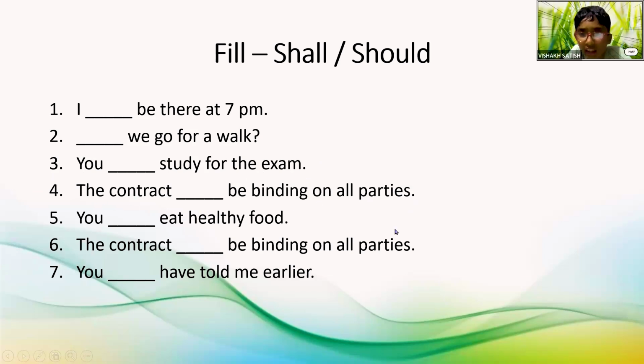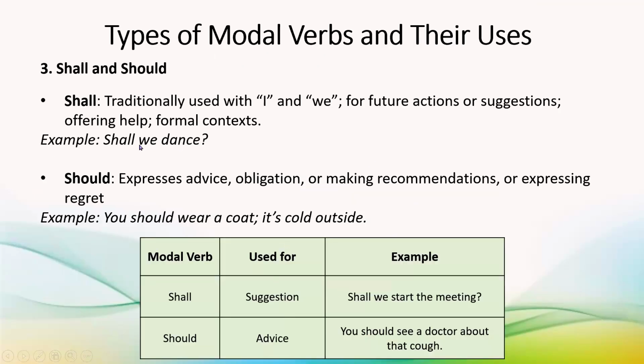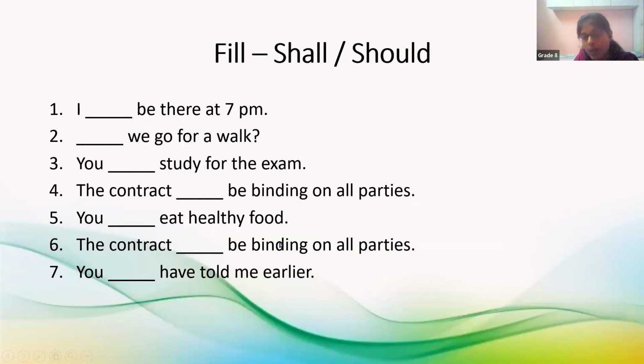Next, "The contract dash be binding on all parties." Ma'am, should? Ma'am, shall, for a formal context. For such sentences, we always use shall. The contract shall be binding on both the parties; all the rules shall be binding on the students. If you refer to your school diary, you will see such sentences. So it is shall: the contract shall be binding on all the parties.